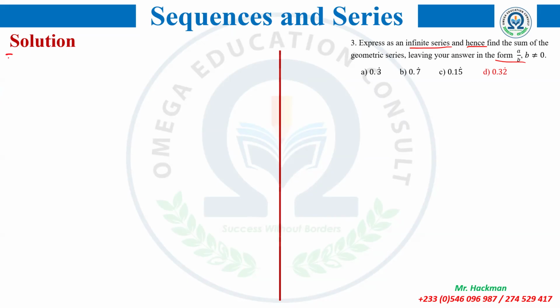So question 3, A. What are we given? We are given 0.3 recurring. Can you see that it's 0.3 recurring? Yes. It's not just 0.3, it's 0.3 recurring. So this is what you do. It is so easy.